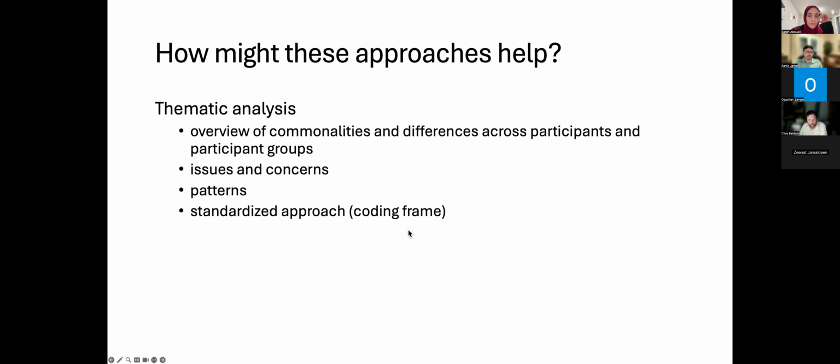So, how might this help? Now, I'm just throwing these things out. If you don't think they're helpful, fine. I'm not saying you have to do any of this. But thematic analysis helps because it's an overview of commonalities and differences, so you can get a broad view. My tendency is to do very close analysis of individual or very small numbers of case studies. My last article was on three. I've written things on one. That's my preference.